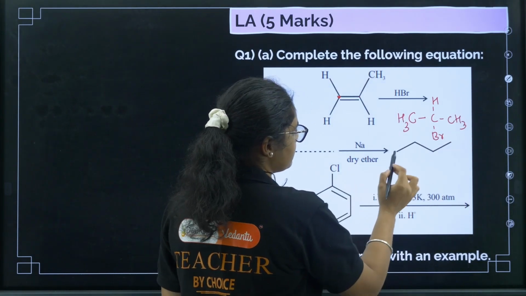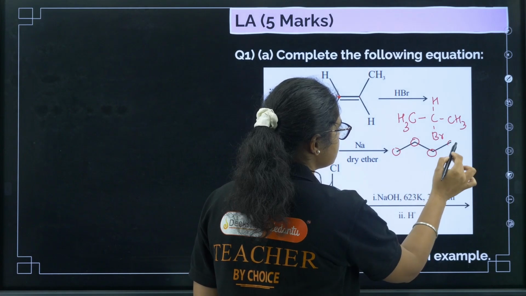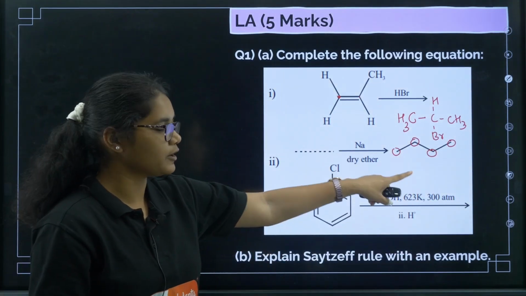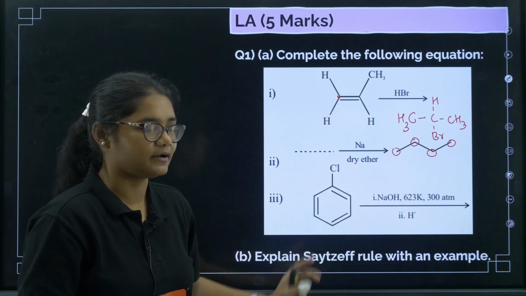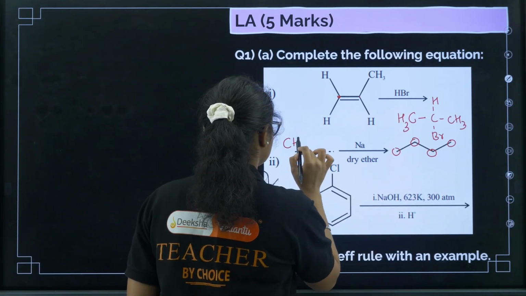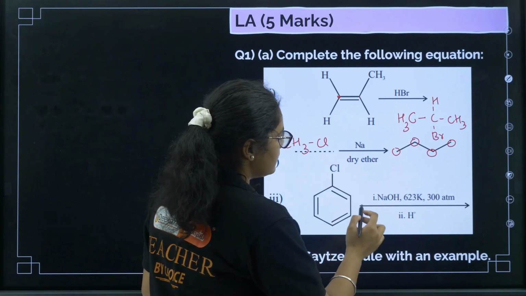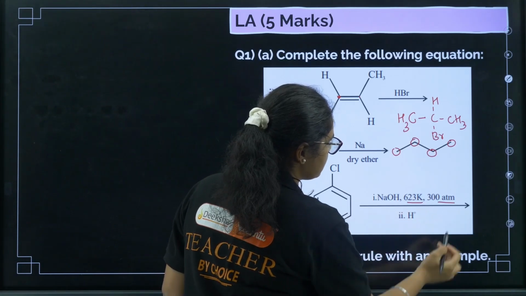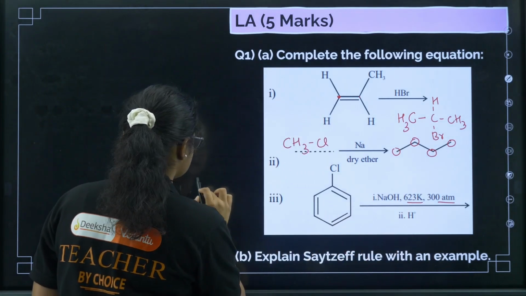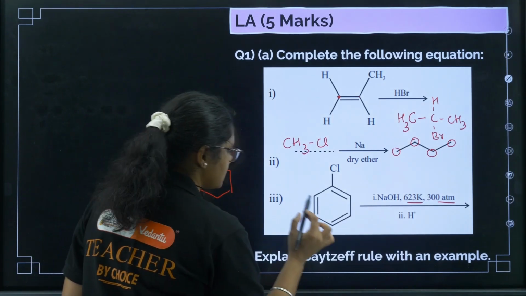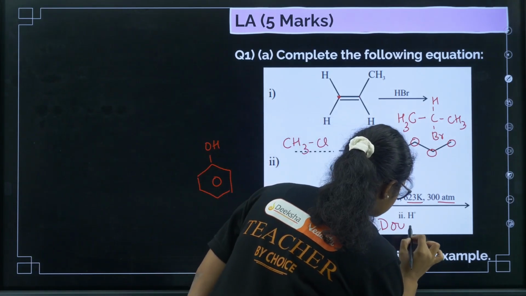Next, in the sodium ether reaction, how many carbons do we have here? 4 carbons. This is Wurtz reaction, and in Wurtz reaction the product is always double of the reactant. So you can take it like CH3Cl with Na and ether, you will get this one. Next, chlorobenzene with NaOH at 623 K and 300 atm. We have just discussed this one. This will give you phenol here, right? Which process is this one? This is Dow's process, okay.